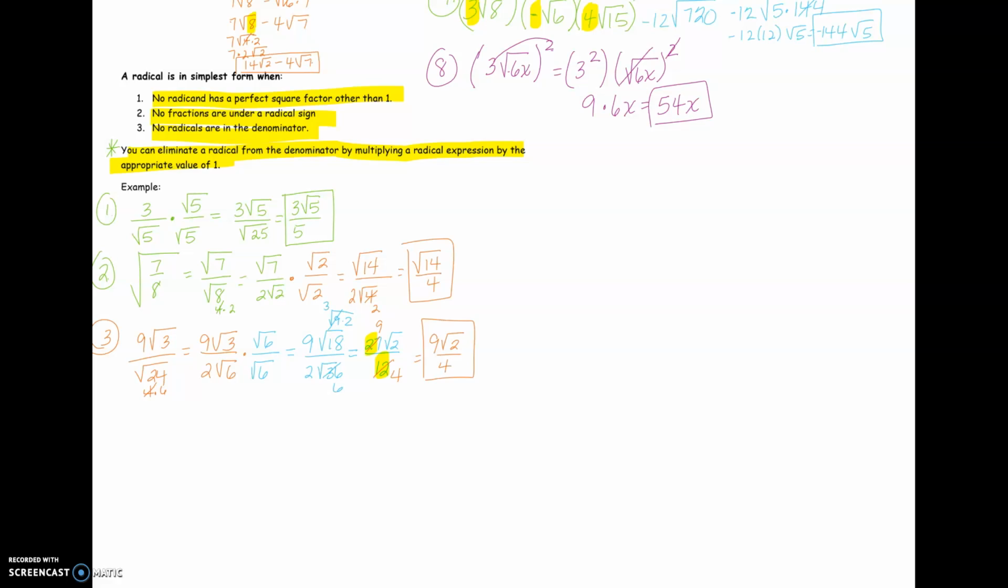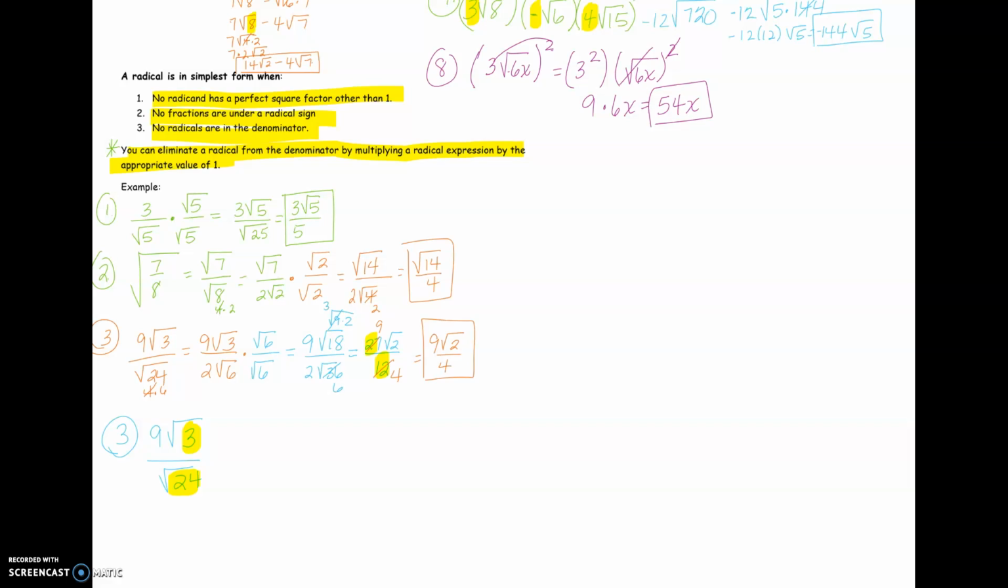Okay, so before we do the last problem, I want to show you number 3 again and another way you can approach it, and you may like this way better. So another way to approach number 3 of 9 times the square root of 3 over the square root of 24. You can simplify what is inside the radicals just like regular division if you would like.